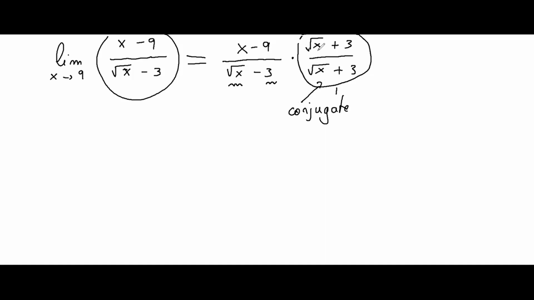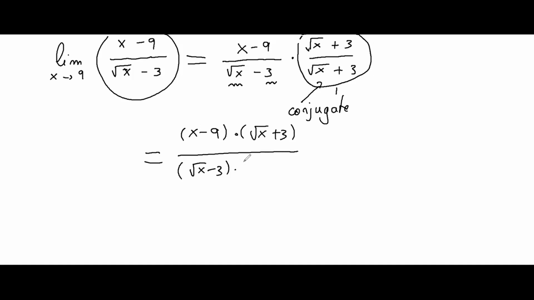All right, so here's what we do, folks. Once you multiply by this conjugate, the trick is to multiply the two fractions here. When you multiply two fractions, you multiply the numerators, you multiply the denominators. So at the top, x minus 9 times square root of x plus 3. And at the bottom, square root of x minus 3 times square root of x plus 3.